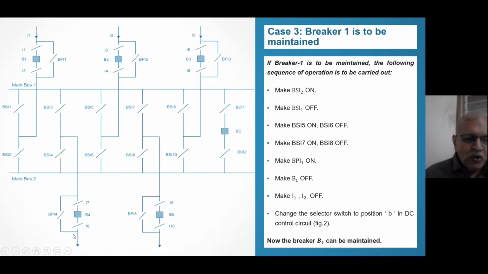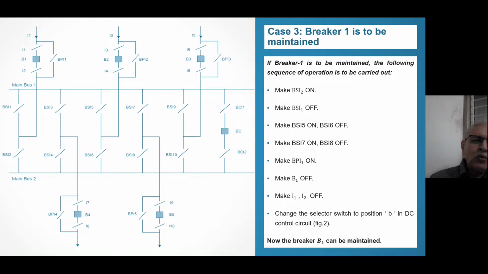I see from 4. How did the current go from 4? B4 is on. B4 is on. And then BSI 4 is off. Sorry, BSI 4 was already off.